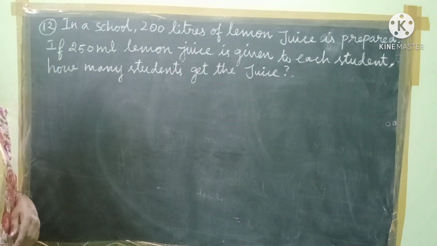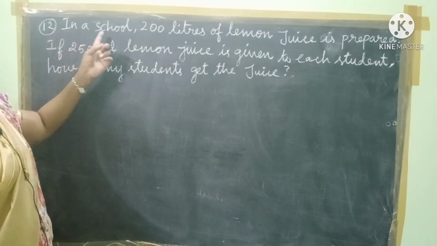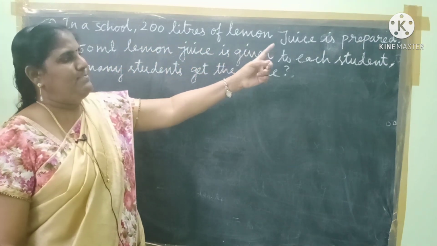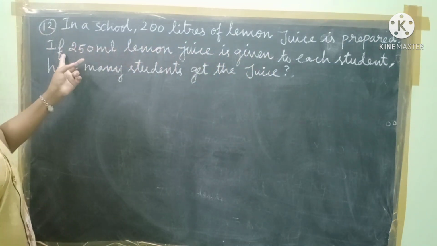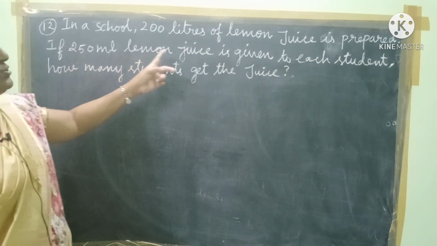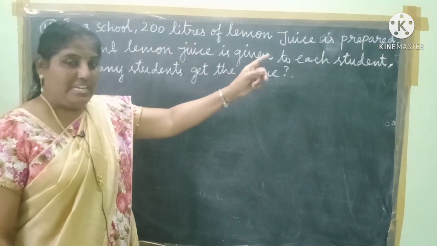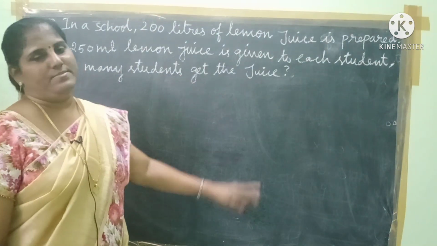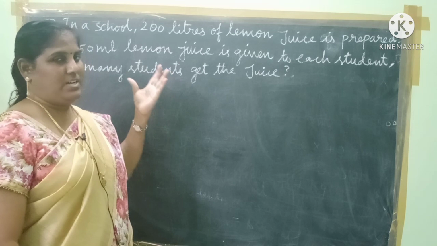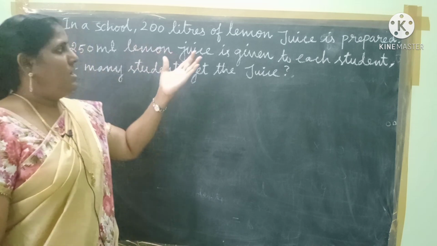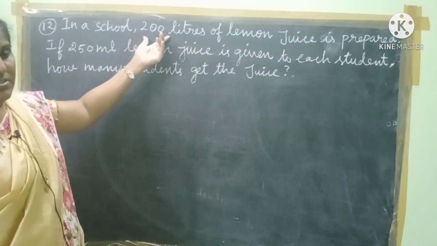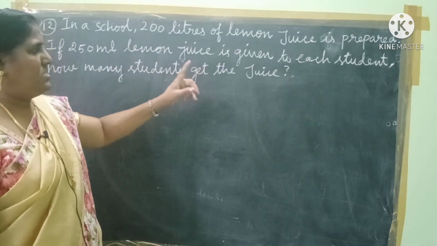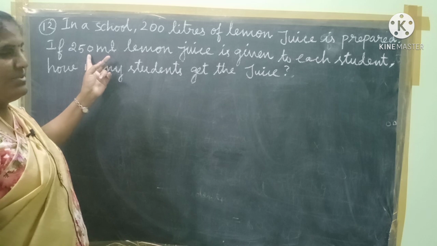Okay children, let us see the next one. 12th sum. In a school, 200 liters of lemon juice is prepared. If 250 ml lemon juice is given to each student, how many students get the juice? So here is the total quantity of lemon juice given, and for each student, how many students? Each student gets 250 ml, means how many?